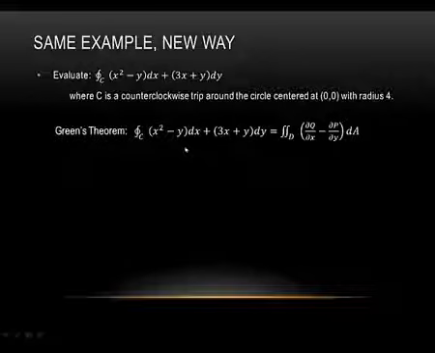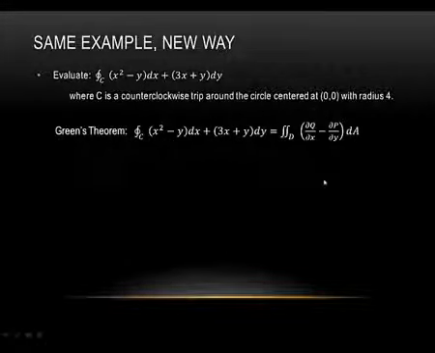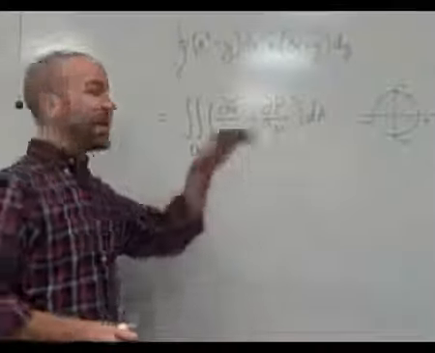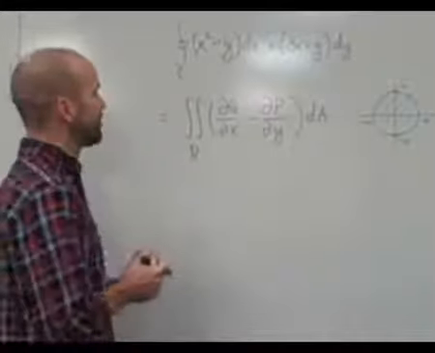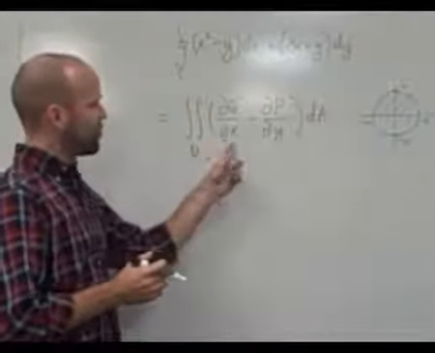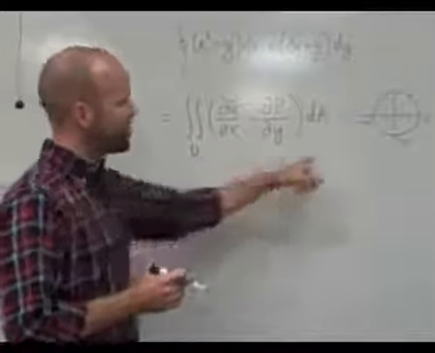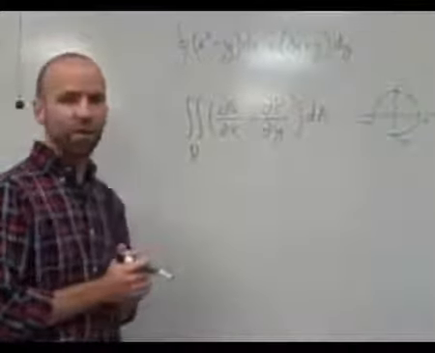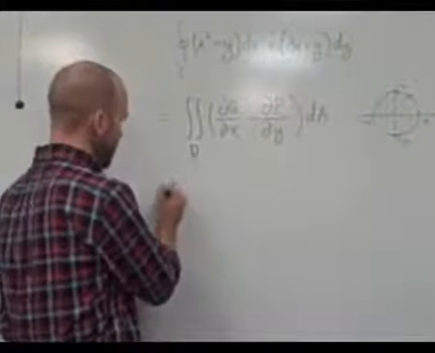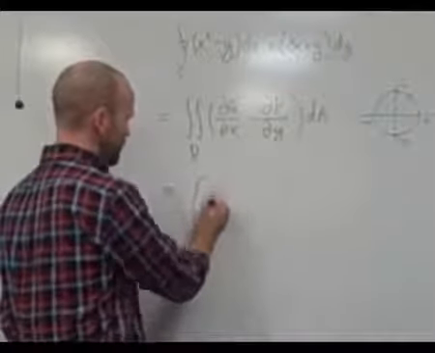So according to Green's theorem, I can replace my line integral with a double integral of this expression here, and I'm going to integrate with respect to the area of the region inside the circle. So let's go ahead and try that. Okay, so here's my line integral written in differential form, and we're going to apply Green's theorem, and we're going to calculate this double integral over the region D. D is the region inside my circle of radius 4. Okay, and you're going to see that this makes things much, much easier for us.